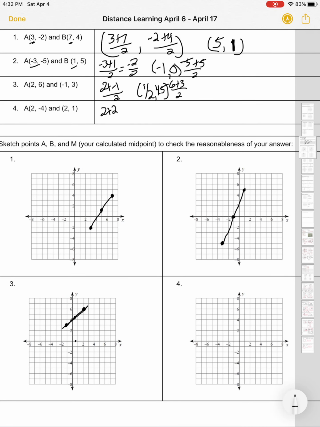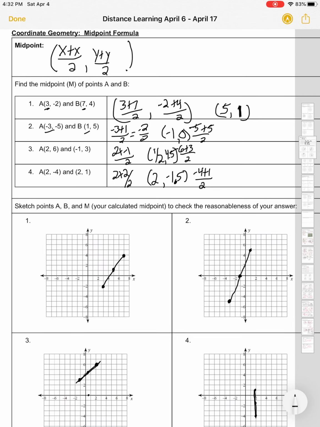Number 4: 2 plus 2 divided by 2, which would just give us an answer of 2. The y would be negative 4 plus 1, so negative 3 divided by 2, which would be negative 1.5. So then graphing those to check, 2, negative 4, 2, 1, so then 2, negative 1.5.